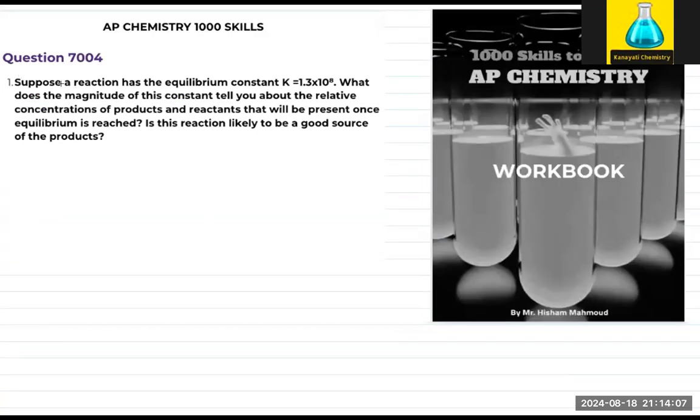The next question: suppose a reaction has an equilibrium constant of K equal to 1.3 multiplied by 10 to the power of 8. What does the magnitude of this constant tell you about the relative concentrations of products and reactants? We know that K is equal to the products divided by the reactants. So it's equal to the concentration of the products to the power of their coefficient divided by the concentration of the reactants to the power of their coefficient.